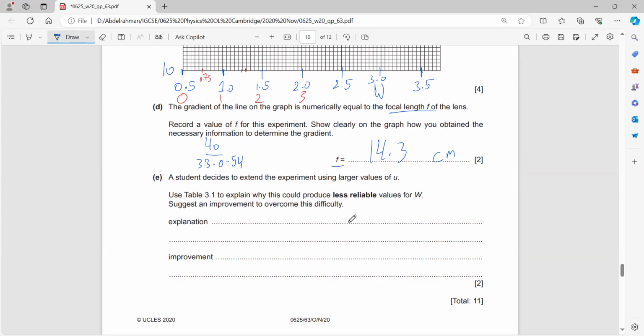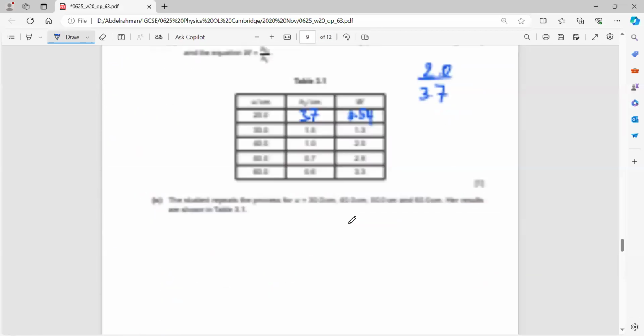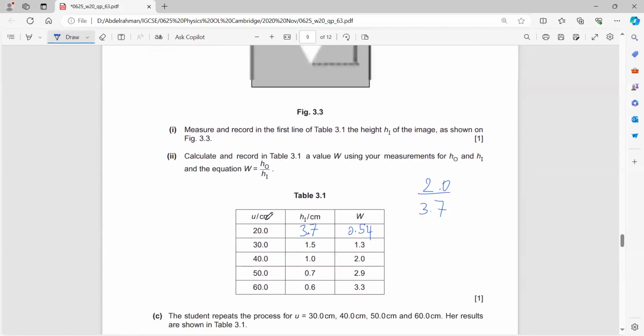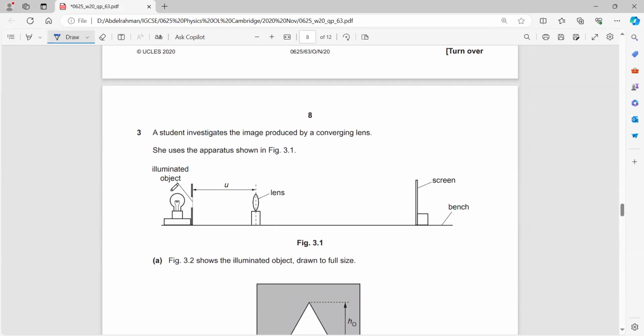A student decides to extend the experiment using larger values of U. Using table 3.1, explain why this could produce less reliable values for W. Again, the student decides to extend the experiment using larger values of U. What was U? Oh, this is U. Again, what is U, guys? It was the distance between the illuminated object and the lens.